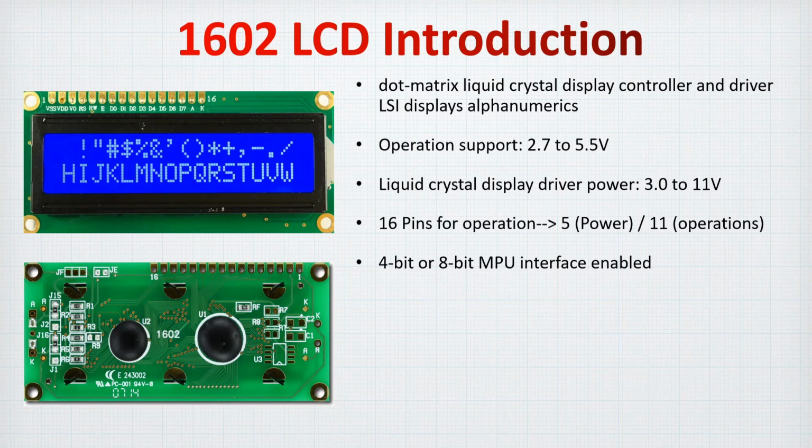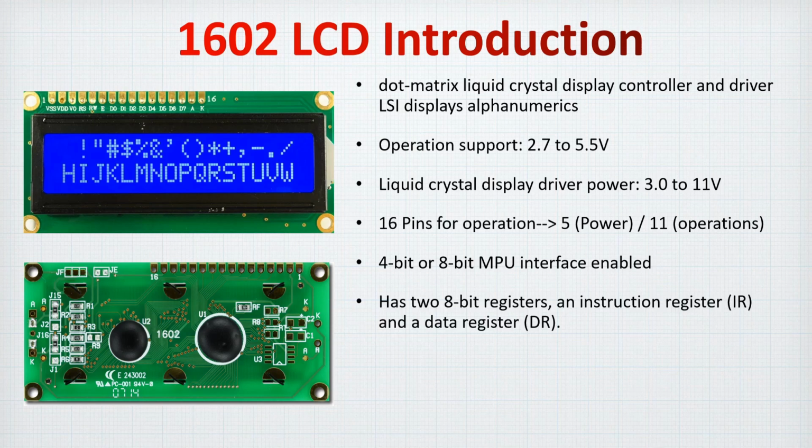Also, there is 4-bit or 8-bit MPU interfacing. If you interface directly with an MPU, you are going to use a 4-bit or 8-bit communication type. Then there are two 8-bit registers that we are going to use: the instruction register, which controls some options or how the display will work, and the data register, which is the one you use to display the data directly and see it in front of you.